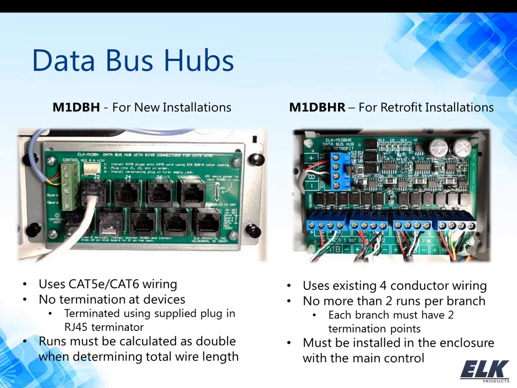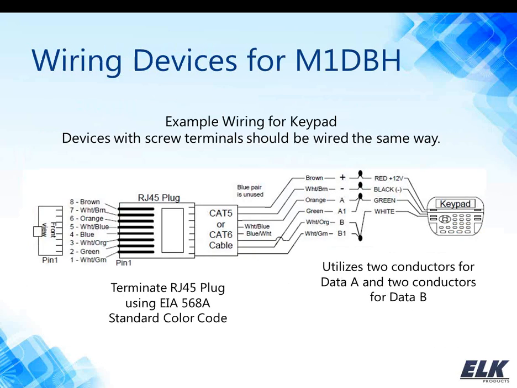We're going to go over a number of different examples and just sort of test your knowledge on that, and we'll then actually step through each example and tell you what should be going on with the wiring and termination. But before we get into that, talking about the M1DBH and using the Cat5e or Cat6 wiring, I just want to show you quickly how you would actually wire that to, say, a keypad or an input expander. So this diagram shows you how it would be wired.